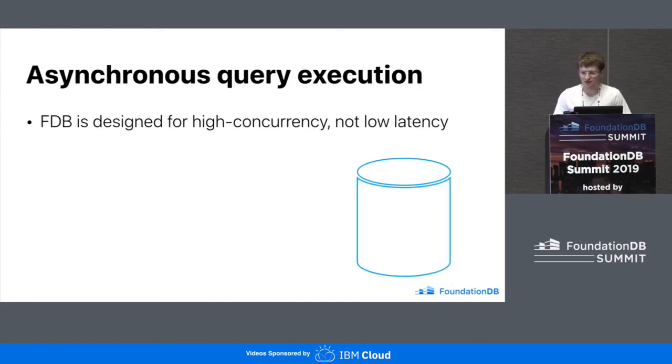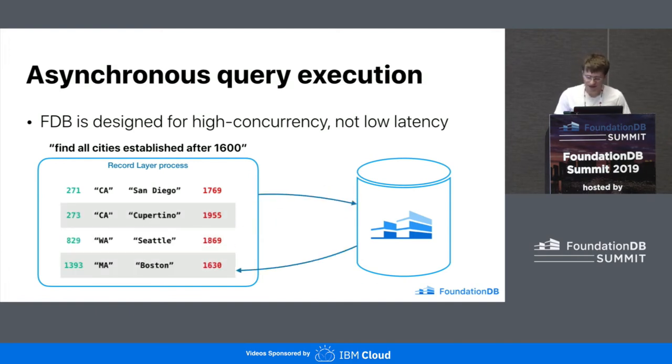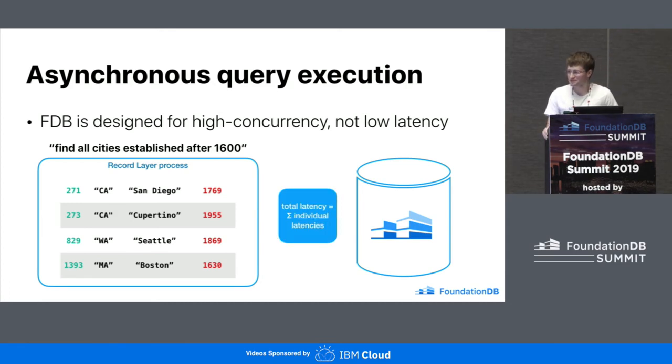Asynchronous query execution is really important in FoundationDB because you want to get good performance out of it, even though it's not optimized for super low individual latencies, right? The thing you want to avoid is this: suppose you're trying to do a query for all cities that were established after 1600. You scan an index and get a list of primary keys and you're trying to look those up. The default way to do this would be to issue a request and get back a record, do it again, and do it again, right? The problem with this is that the total latency is going to be at least the sum of your individual latencies. And that can be quite substantial if each one is a millisecond or something like that.